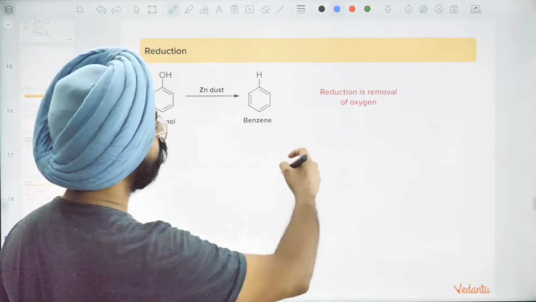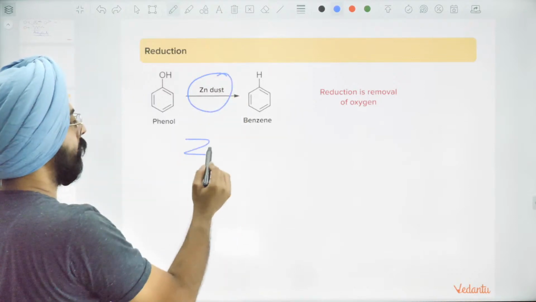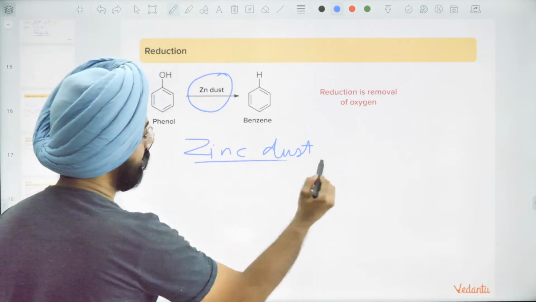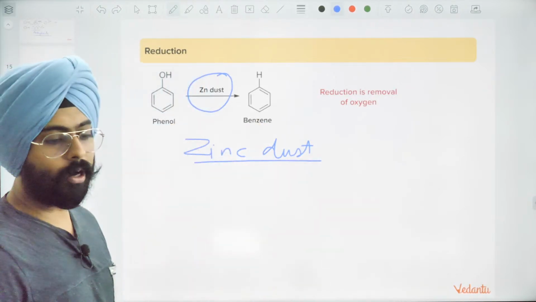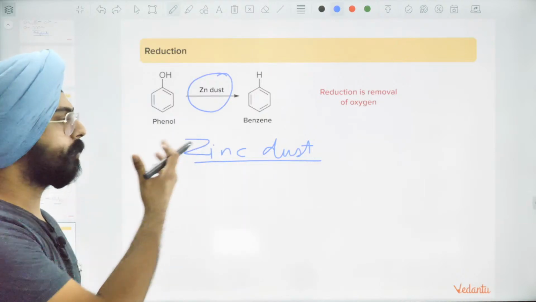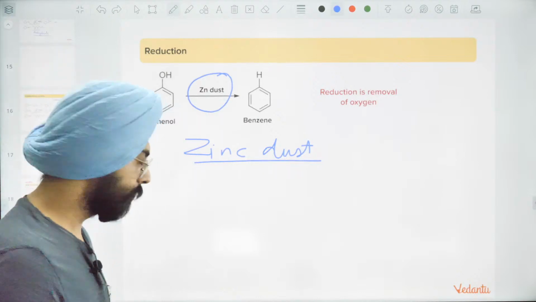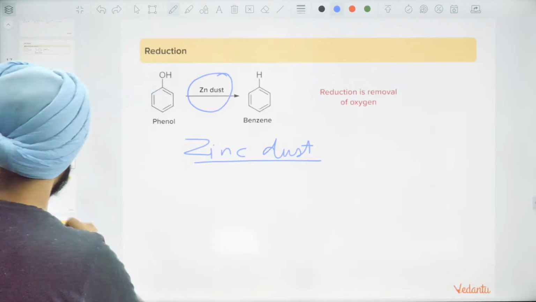One of the ways to do it is by using zinc dust. If you use zinc dust, this acts as a reducing agent and it converts a phenol into a benzene. Very simple. ठीक है, phenol को benzene में convert करना है, zinc dust डाल दो, nothing more. Great, very nice. More reduction reactions.